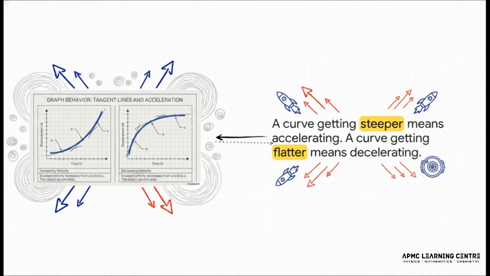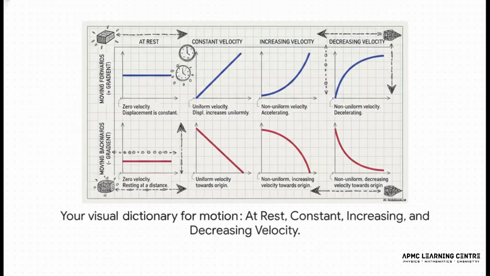Now look at the one on the right. The curve is getting flatter. The gradient is decreasing. The object is decelerating. It's slowing down. Think of this chart as your visual dictionary for motion, your go-to guide. It shows pretty much every possibility on a displacement time graph.